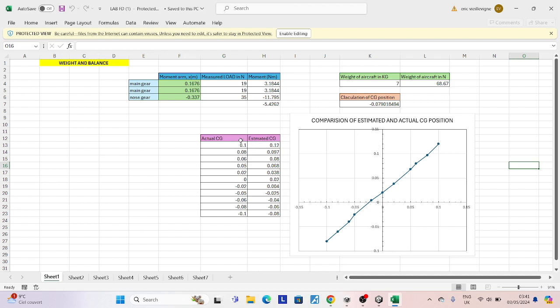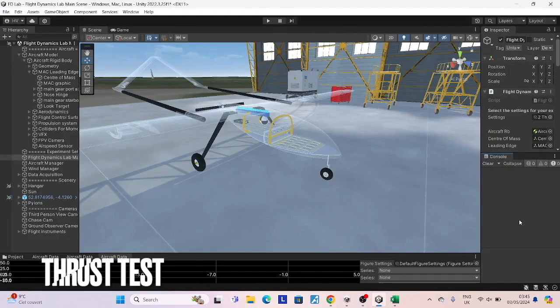We can compare the values that have been gotten from Unity and the values from the calculated CG, and we can see a correlation. However, the plot is slightly off. The best fit would be more straight and in the middle, a function like y equals x. Next up is a thrust test.